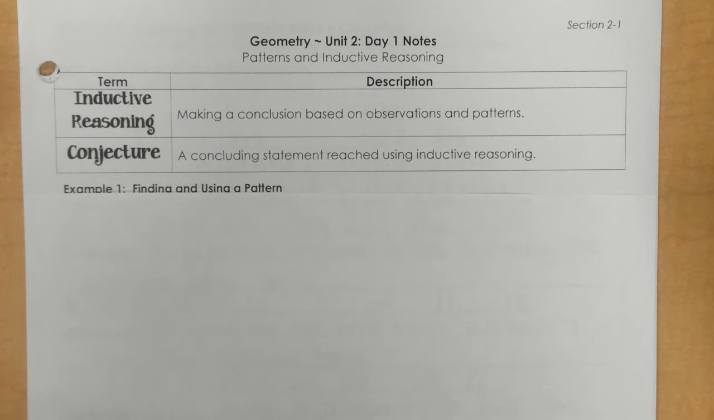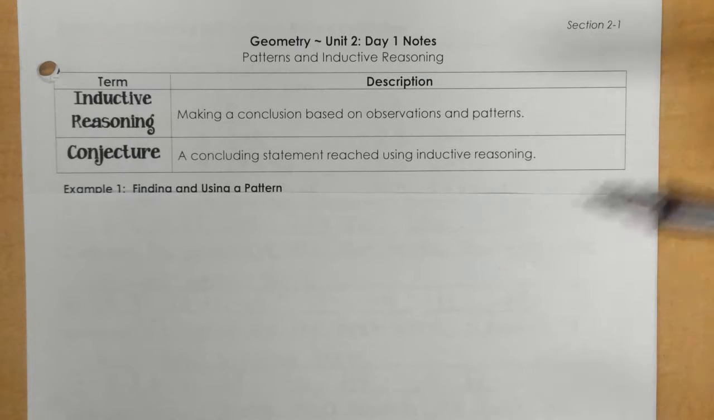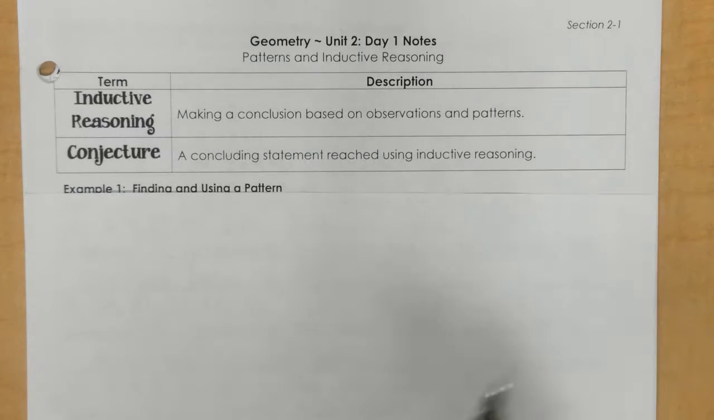So 1, inductive reasoning and patterns, conjectures. Inductive reasoning: making a conclusion based on observations and patterns. Most of your math life, you have been working with patterns. The conjecture: a concluding statement reached using inductive reasoning.